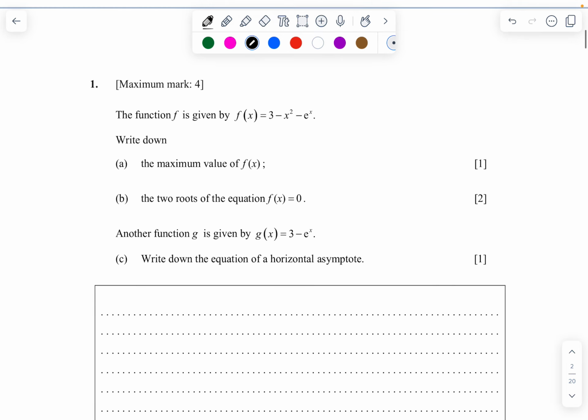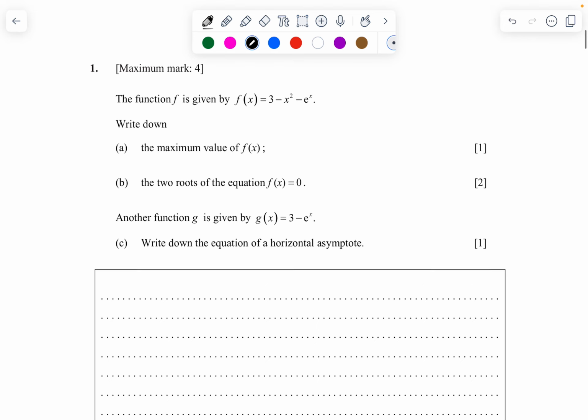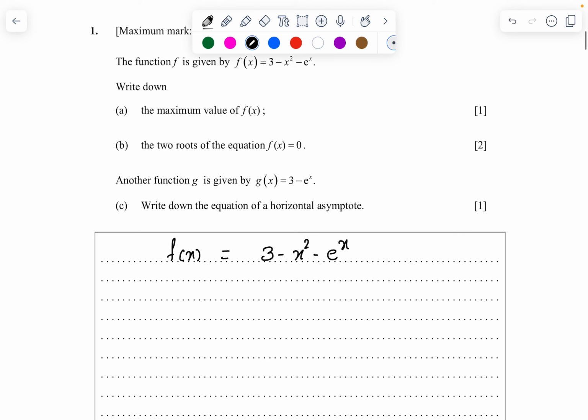Question number 1. The function is given by f of x equals 3 minus x squared minus e power x. Find the maximum value of x. So f of x equals 3 minus x squared minus e power x. Find the maximum value. So what am I going to do?